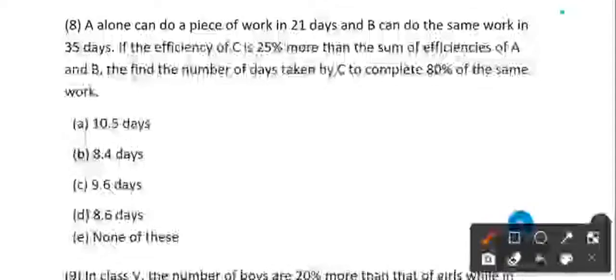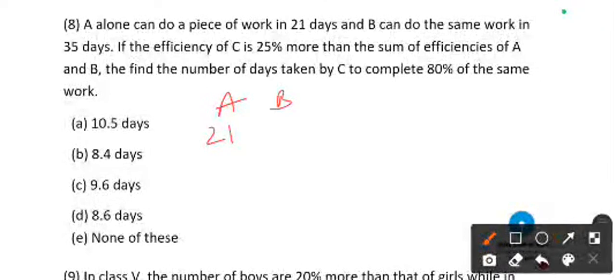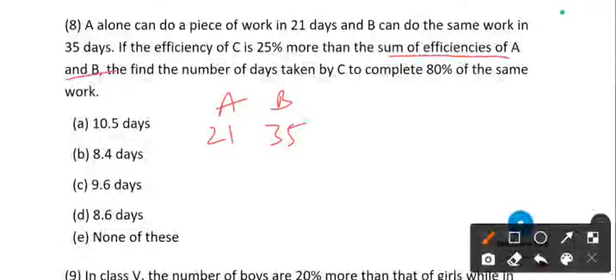A alone can do a piece of work in 21 days. B alone can do the same work in 35 days. If the efficiency of C is 25% more than the sum of the efficiencies of A and B. So here the day ratio we need to find. Day ratio will be 7 : 3 : 5 times. So the efficiencies will be inversely proportional.